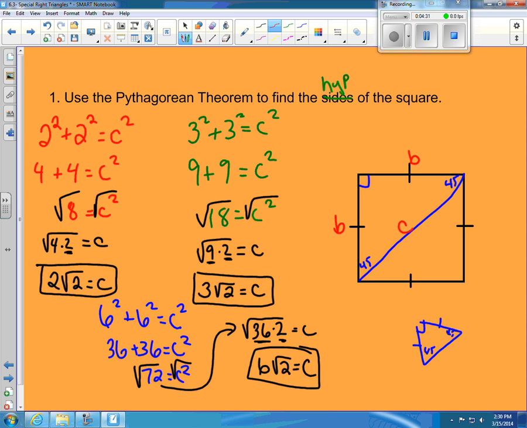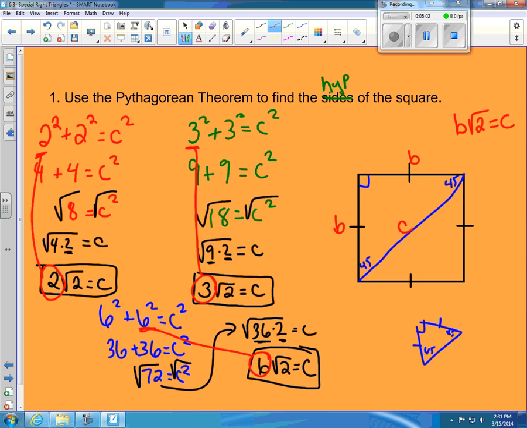All right, what do I think, based on what I saw previously, that I would have for my hypotenuse? Well, if you look here, I have a 2 on the outside, and 2 is my side length. I have a 3 on the outside, 3 was my side length. I have a 6 on the outside, 6 was my side length. So if b is my side length, I'm going to have b times the square root of 2, and that's going to equal my hypotenuse.